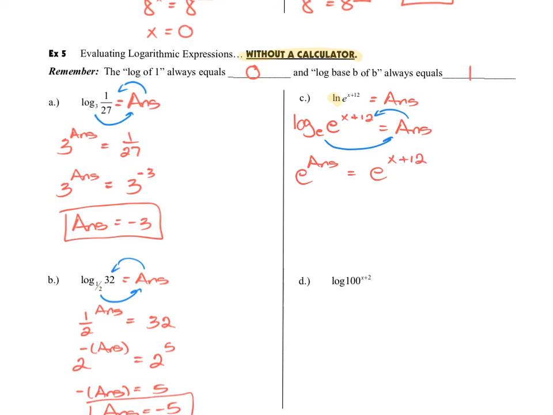Now this problem looks pretty simple. My bases match, so my exponents must be equal. So my answer is x plus 12. And there isn't anything more to solve on this. That is the answer. That's the beauty of this particular notation.